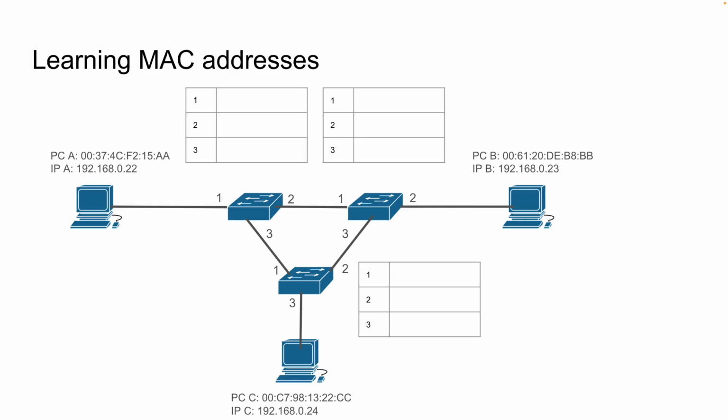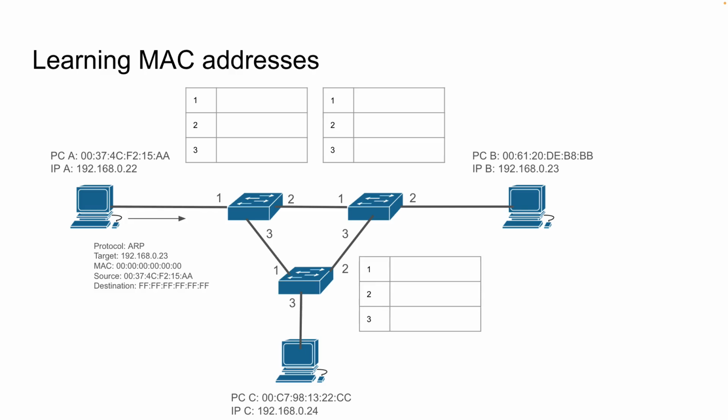Let's consider this simple diagram, which contains three layer 2 switches and three personal computers connected to corresponding switch ports. Right after power on and the load of the operating system, all switches have empty MAC address tables. Let's suppose that PC A sends out some broadcast frame, that is, a frame with the destination MAC address set to all ones, FF:FF:FF:FF:FF:FF. This could be, for example, an ARP request, as in this diagram.